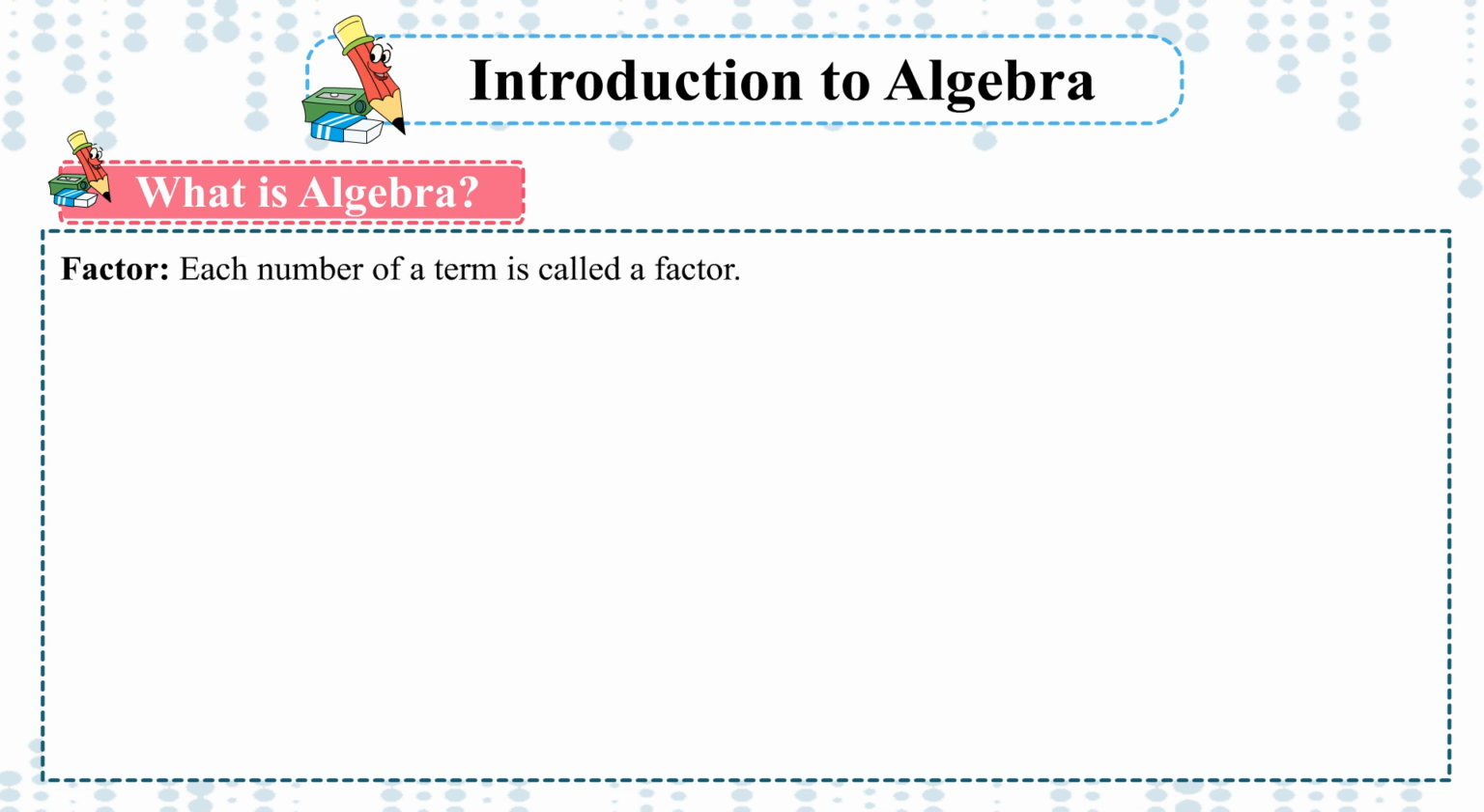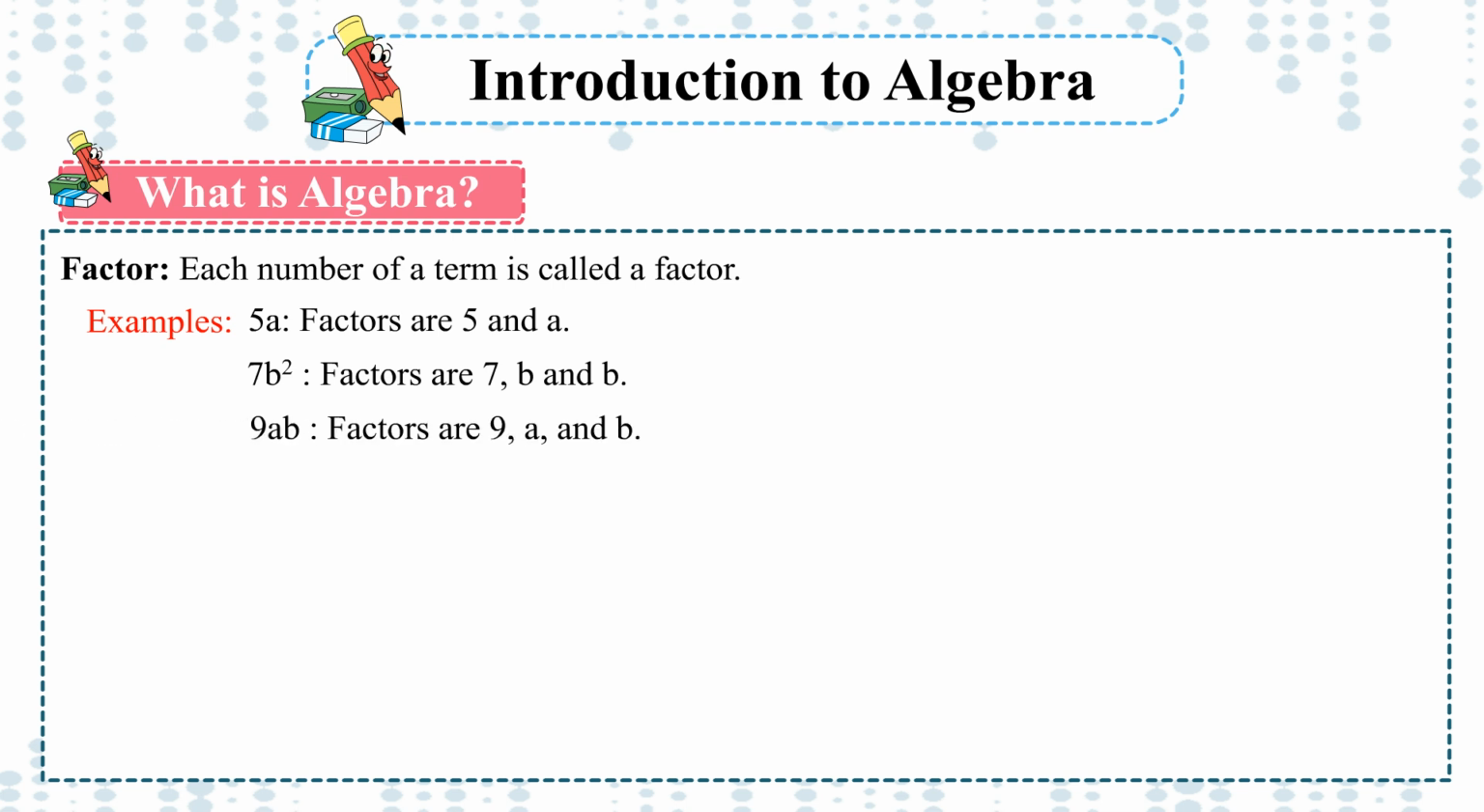Factor. Each number of a term is called a factor. Examples: 5a. Factors are 5 and a. 7b raised to the power 2. Factors are 7, b and b. 9ab. Factors are 9, a and b.